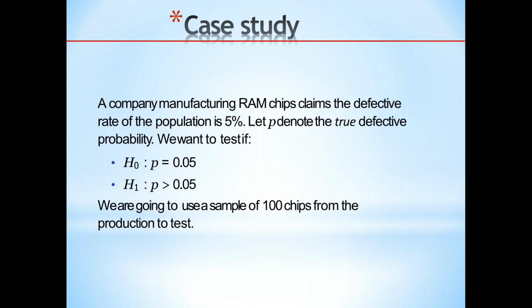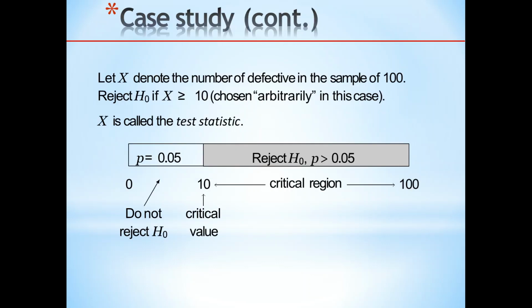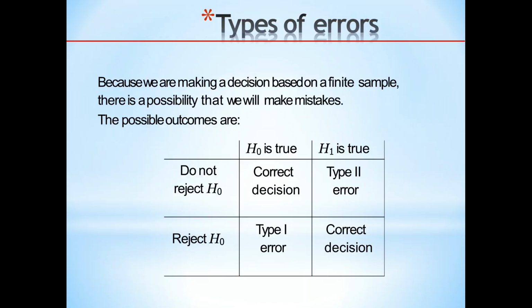Now we are going to use a sample of 100 chips from the production to test. Let x denote the number of defectives in the sample of 100. Now reject H0 if x is greater than 10. In this diagram, we can see that the gray portion is the part where the null hypothesis is rejected, and on the left side H0 is not rejected. So the value 10 serves as a boundary between the critical region and the non-critical region. Finally, we can say that this value of 10 is known as the critical value.